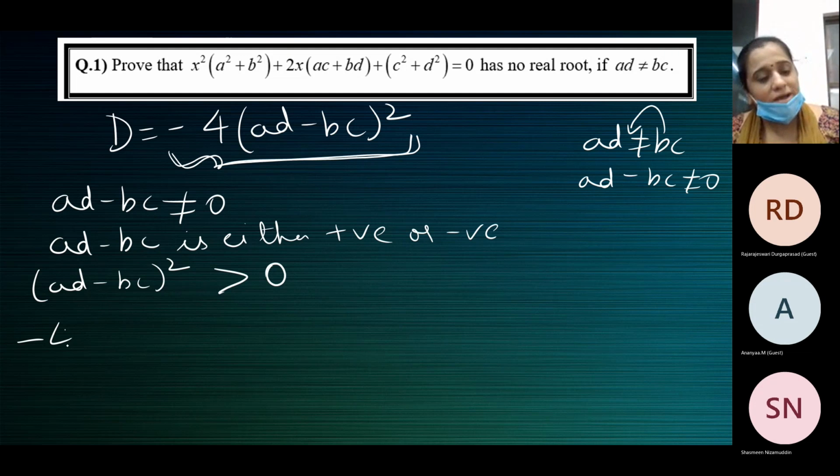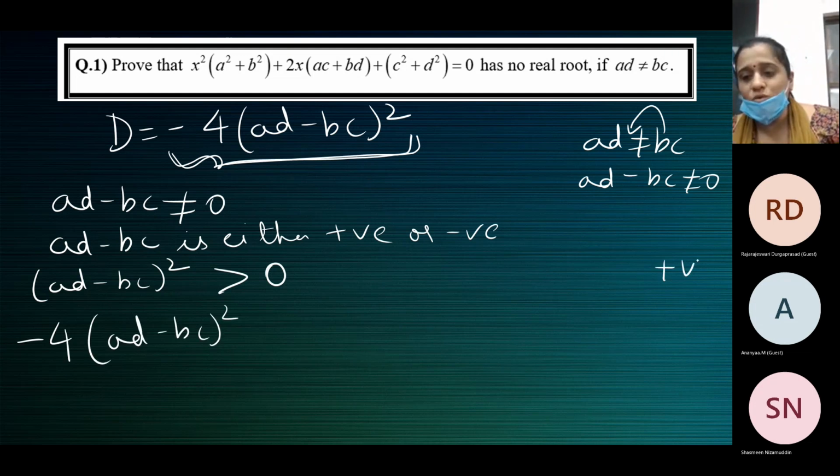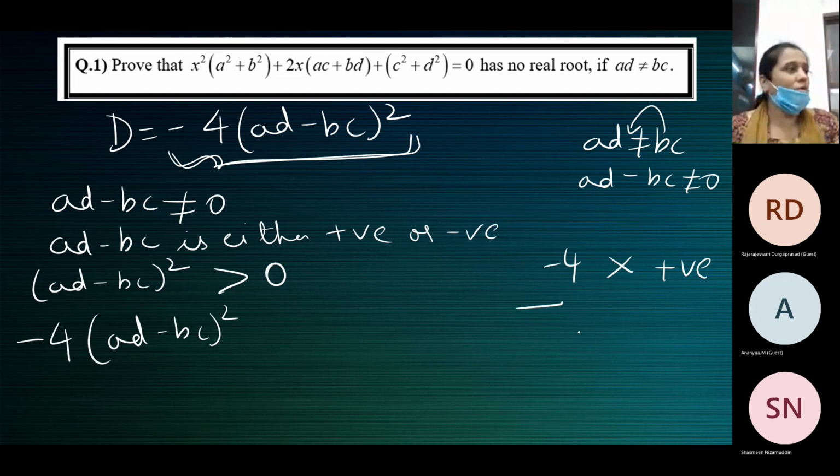Now, what is minus 4 into AD minus BC the whole square? A positive value multiplied by a negative 4. What will it be? It will be negative. Negative of what? We don't know, but it is negative. AD minus BC the whole square is greater than 0. When this positive value is multiplied by minus 4, minus into plus is minus. So minus 4 into AD minus BC the whole square is less than 0.